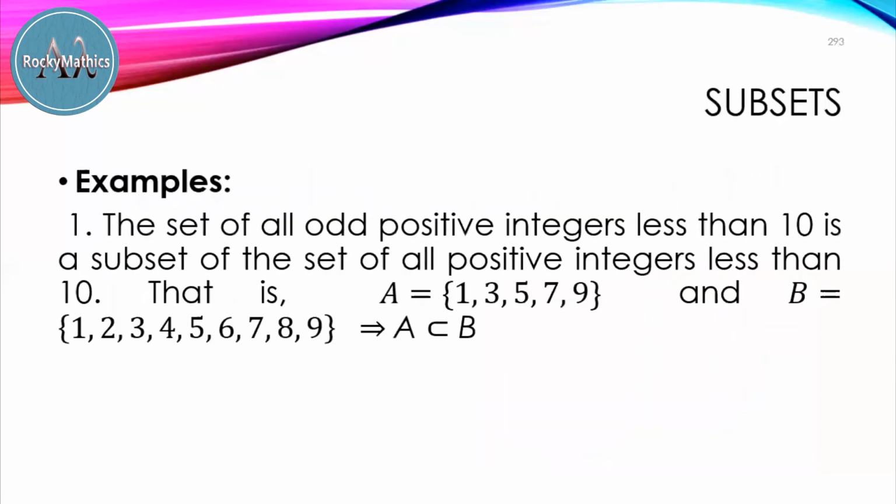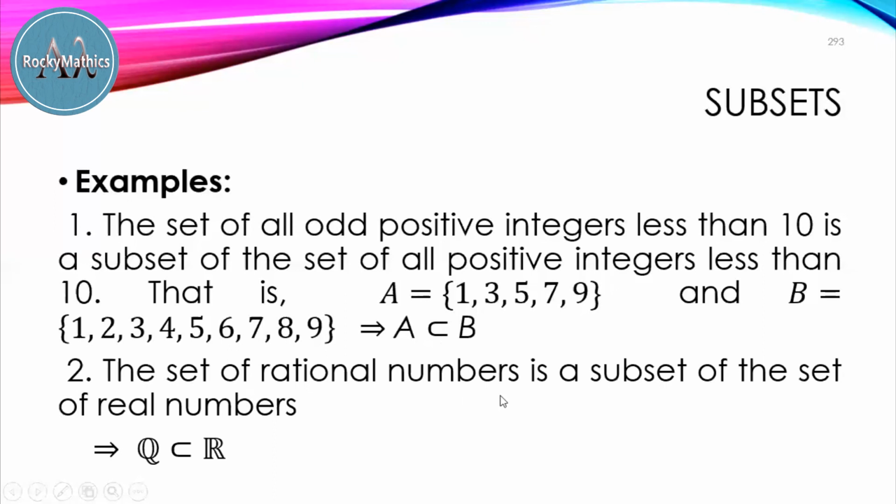For example, the set of all odd positive integers less than 10 is a subset of the set of all positive integers less than 10. That is, A is equal to 1, 3, 5, 7, 9, because this is the set of all odd positive integers less than 10, and B is the set of all positive integers less than 10, even or odd: 1, 2, 3, 4, 5, 6, 7, 8, 9. Then we say that A is a proper subset of B because all elements in A are in B, but not all elements in B are in A. So we use the proper subset notation.